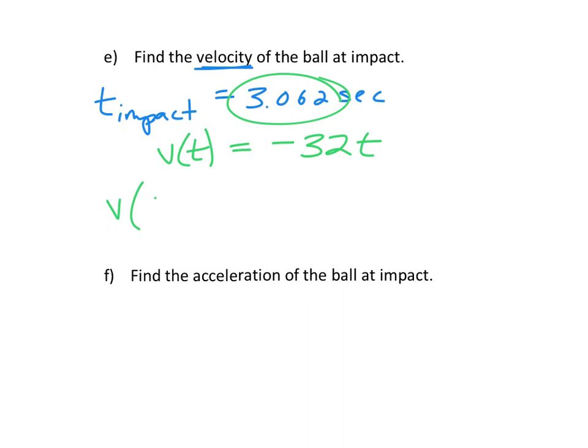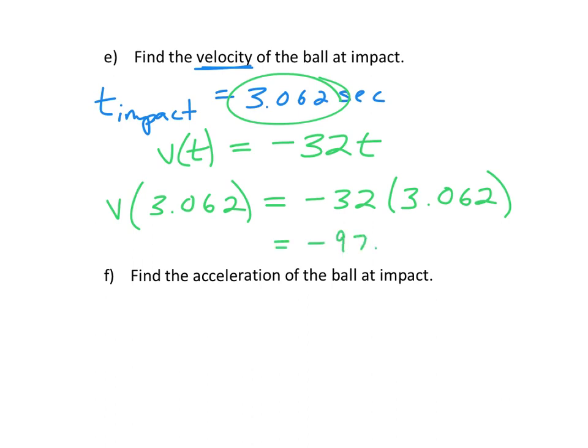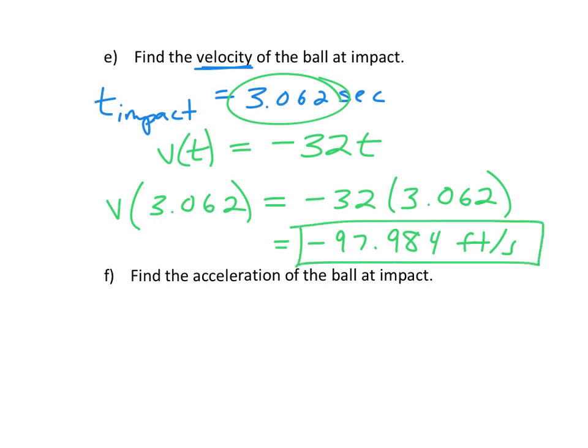So I have velocity at 3.062 is equal to negative 32 times 3.062, and you end up with negative 97.984 feet per second. Now keep in mind it is negative because the ball is traveling down, so velocity has to be negative there. And since it has fallen a little over 3 seconds, you would expect it to have a fairly high number for the velocity, so 97 is not unreasonable for this problem.